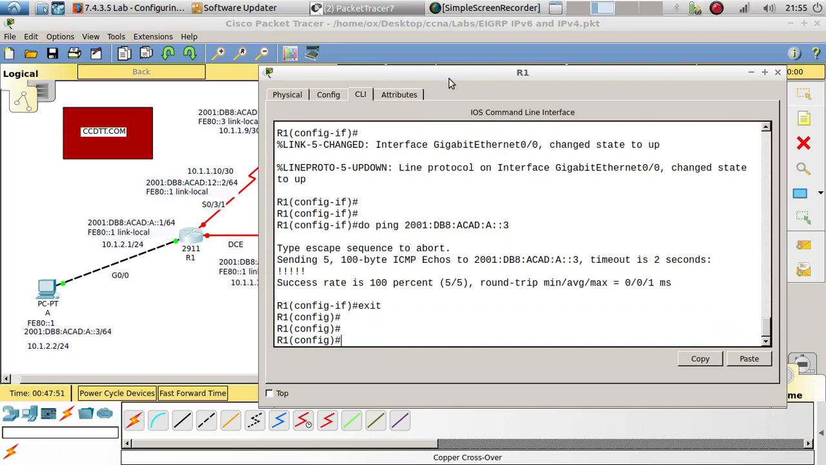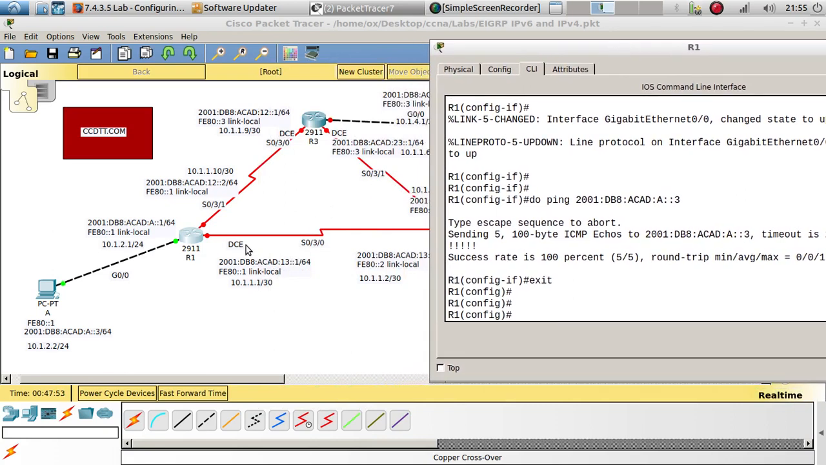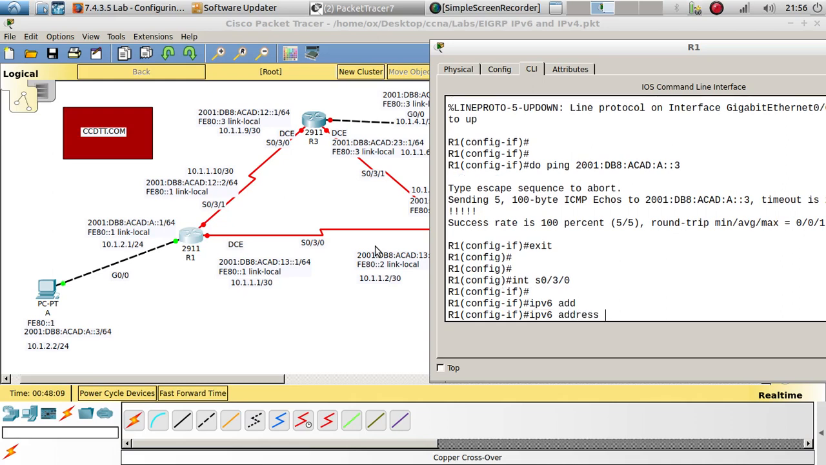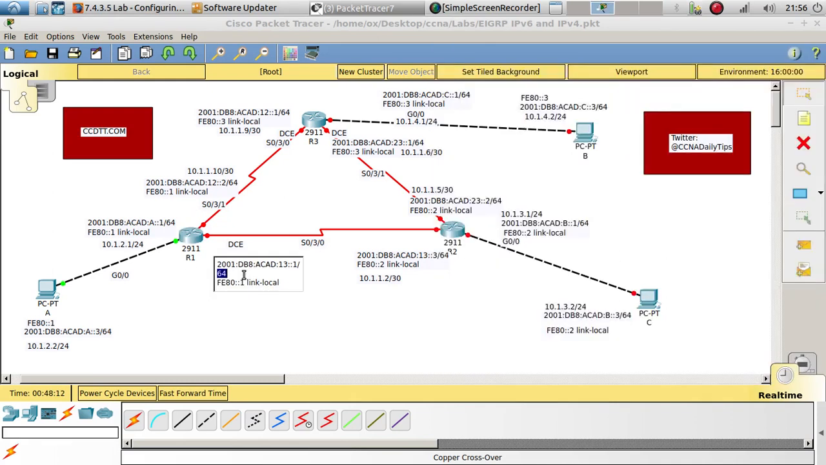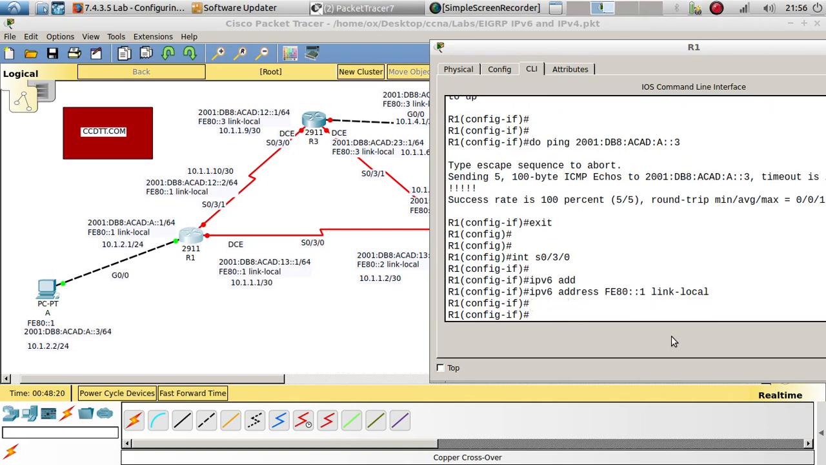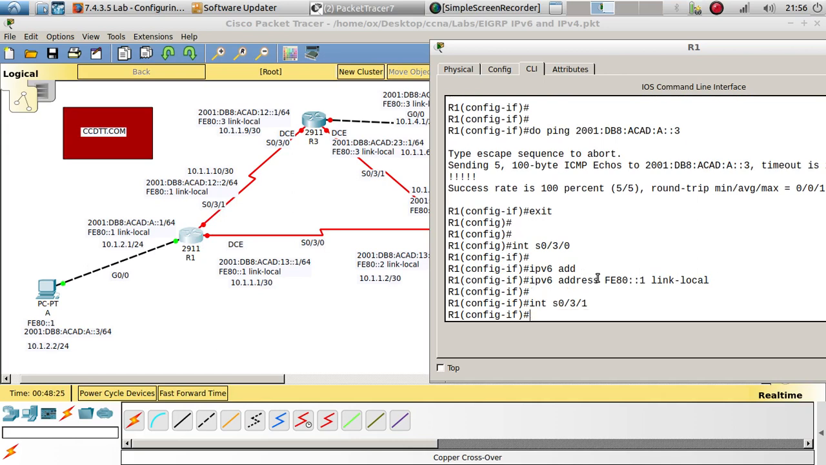Let's exit out of here, and now let's configure this serial link over here, interface serial 0/3/0. Now let's do an IPv6 address, and it's going to be this link local, so let's just paste it here. There it is. Now we can go to the other interface and do the same, so we don't need to copy and paste a lot because it's going to be the same link local.